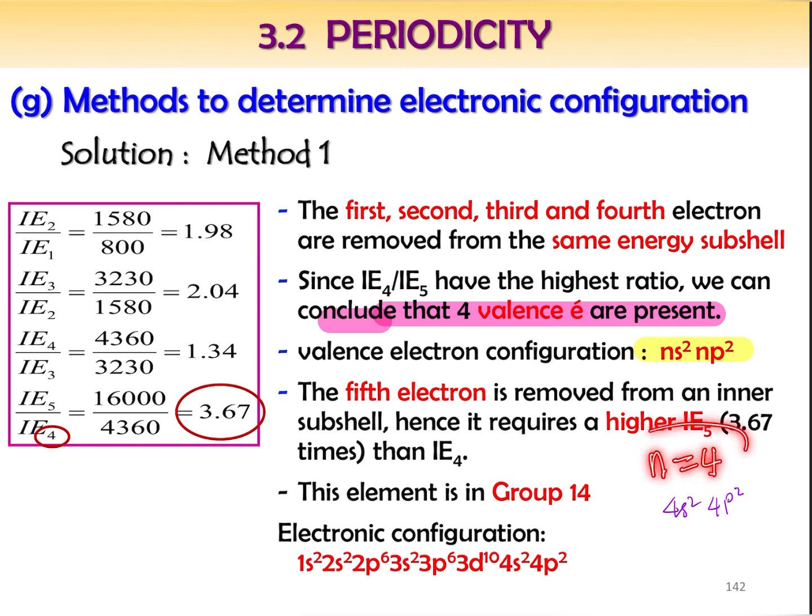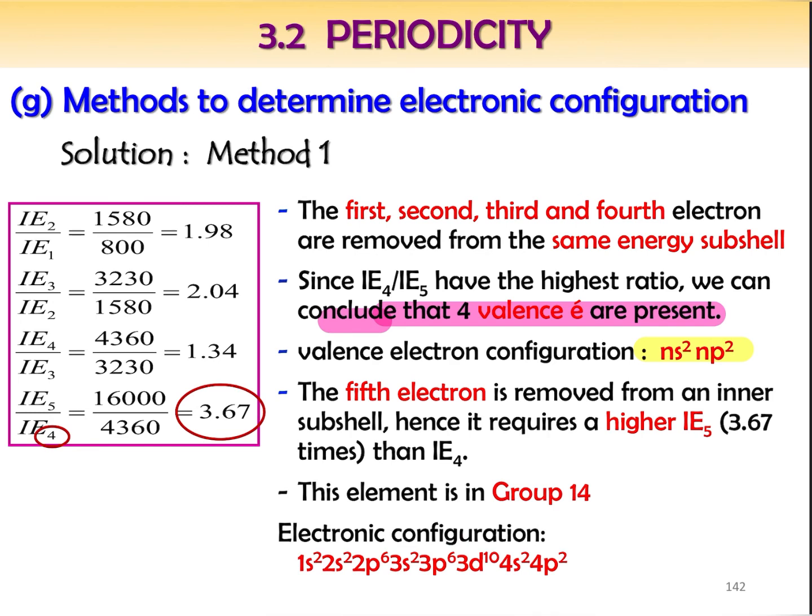Sebab kita ada info tentang period. So, yang lain tu lengkapkanlah: 1s2, 2s2, 2p6, 3s2, 3p6, 3d10. Okay, so this is the full electronic configuration.